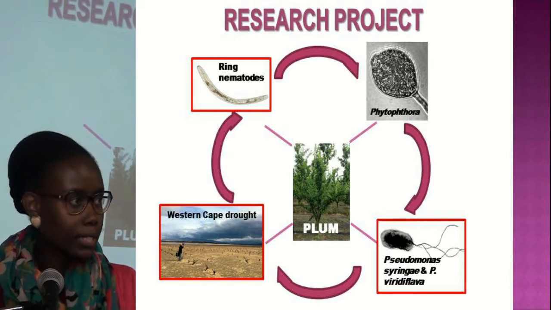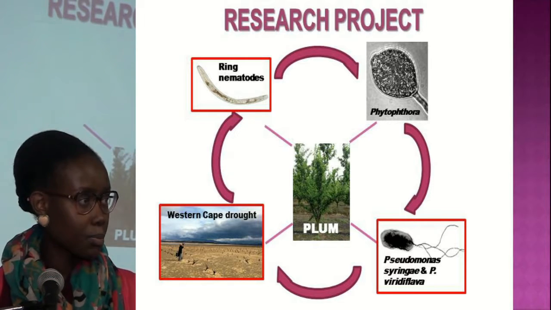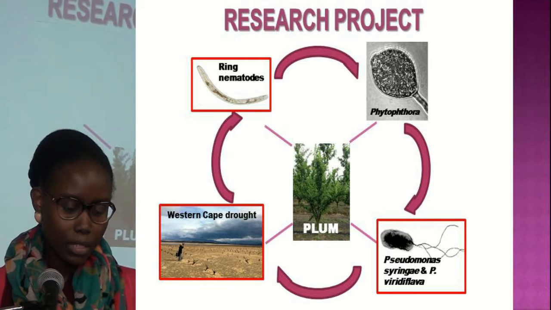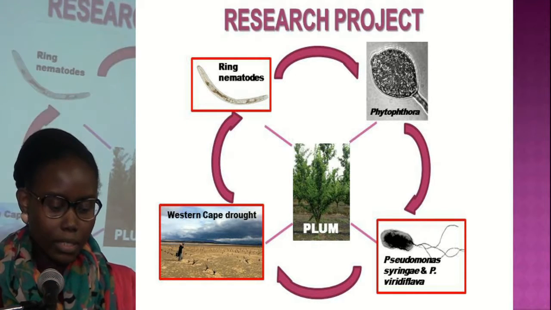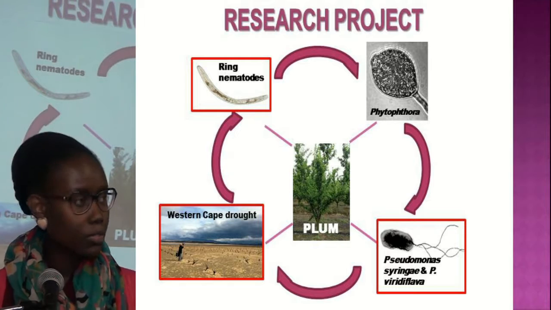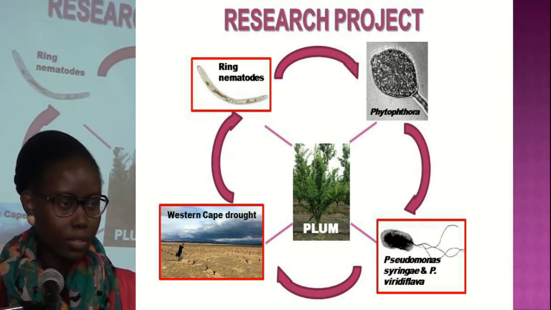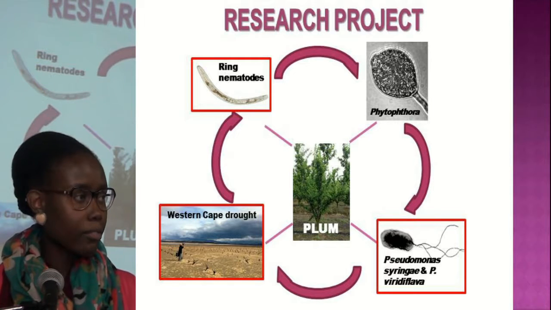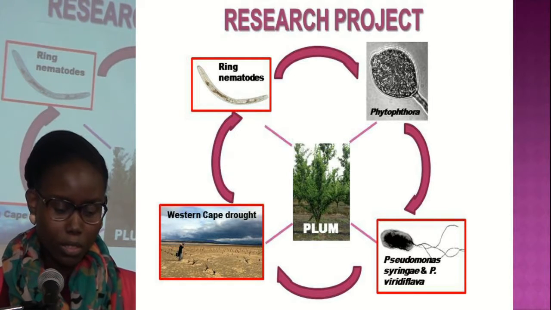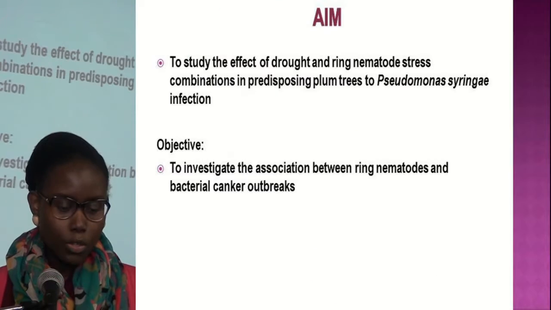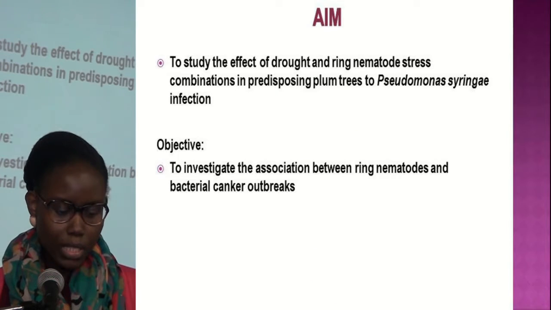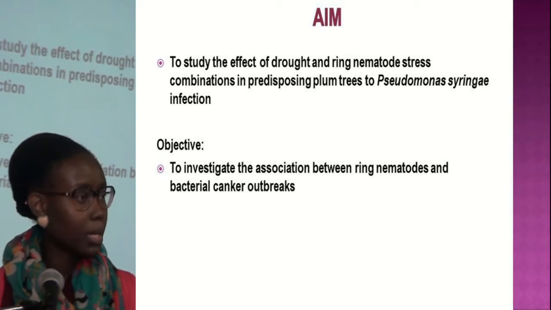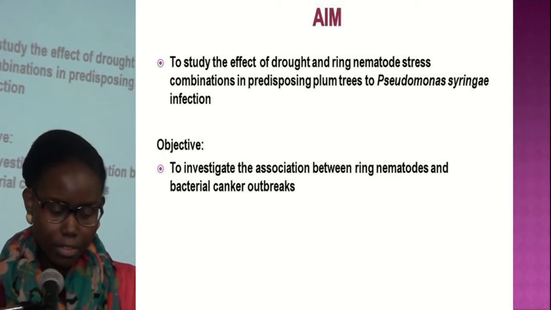We are investigating some of the factors which we suspect to cause tree death in the Western Cape, namely the drought, ring nematodes, Phytophthora, as well as Pseudomonas syringae and Pseudomonas viridiflava, which causes bacterial canker. However, the focus of this talk will only be on the highlighted. So the overall aim of my thesis is to study the effect of drought and ring nematode stress combinations in predisposing plum trees to Pseudomonas syringae infection.